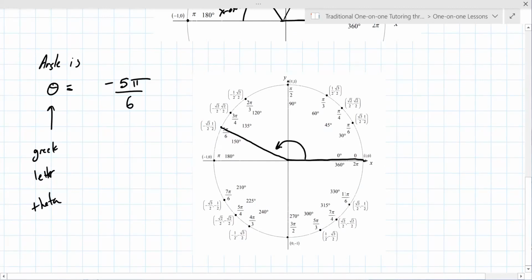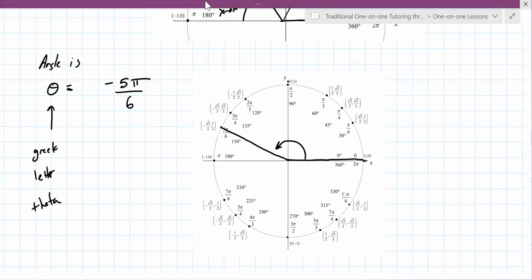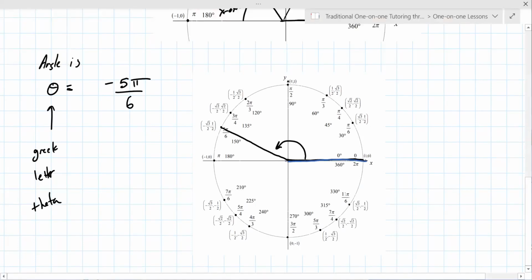Okay, but negative means we're going the other direction. We talked about this clockwise, counterclockwise stuff. So negative 5 pi over 6 is actually here. So this is negative 5 pi over 6.